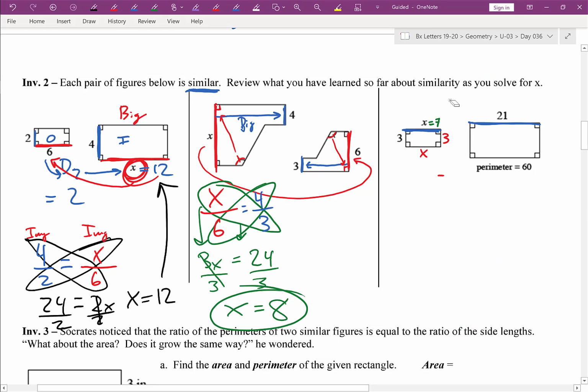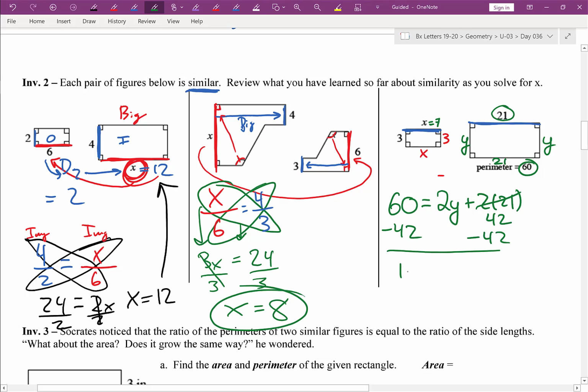You worked backwards. You were like, well, if perimeter is 60, I know that came from adding up all the sides. So I'm going to call this 21 because that was 21. And I'm going to call this y and y. You are probably doing this in your head, but you can make an equation. You say, well, 2y and 2 21s, meaning 42. I subtract 42, subtract 42, that's 18 equals 2y, divide by 2, divide by 2. Y is going to equal 9. And now you can say, aha.